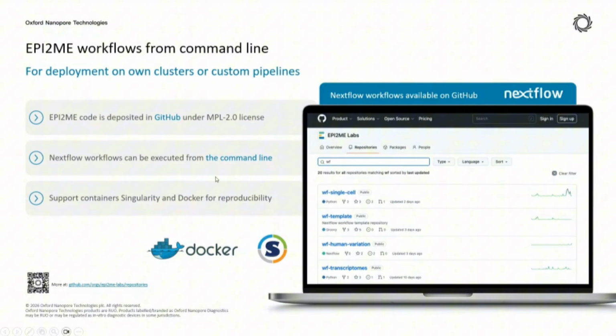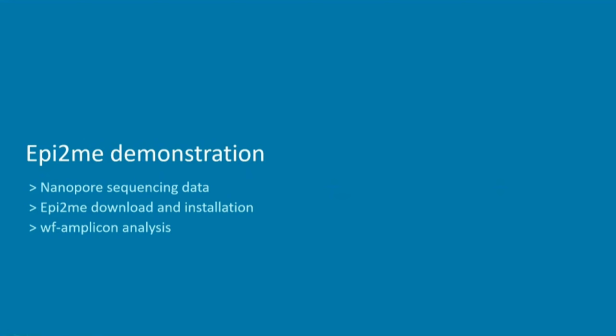So the EPI2ME workflows and all the resources are also available on GitHub. So in case you still prefer to use the command line to execute the analysis, you can also get the workflows, the Nextflow workflows, etc., all from the GitHub repository. So I will be going through some of the steps that we can do to analyze our Amplicon sequencing data. Starting from, let me show you how the sequencing data looks after the sequencing is done in the lab.